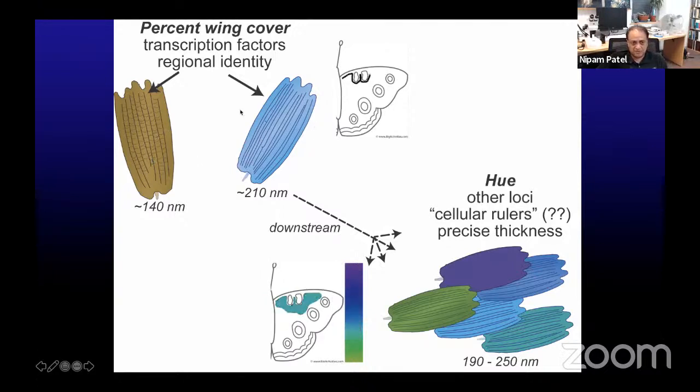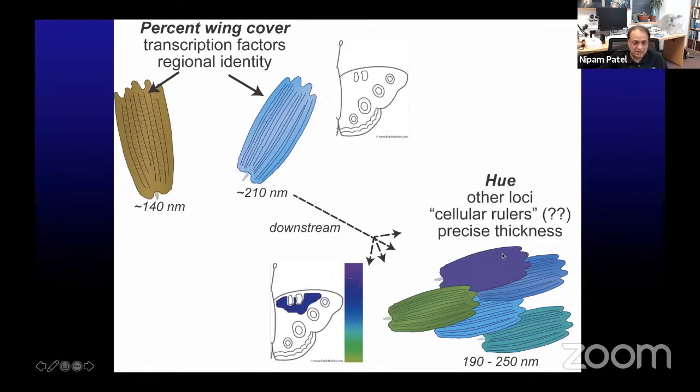So a major flip into being a different sort of set of wavelengths of structural color. But then there seem to be other genes that may be downstream that can more precisely control the thickness of the chitin and then can give you this variation in hue.